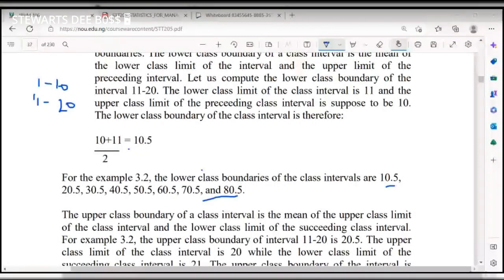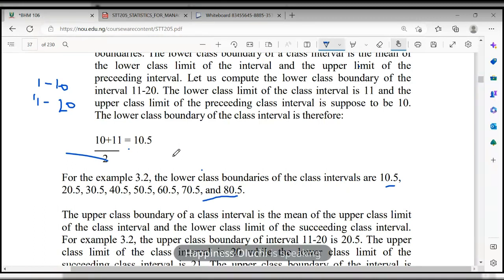All right. Miss Happiness, can you share what you understand before we move further? We're talking about the lower class boundary. Are you talking to me? Yes. What I understood is this, because the lower class boundary.